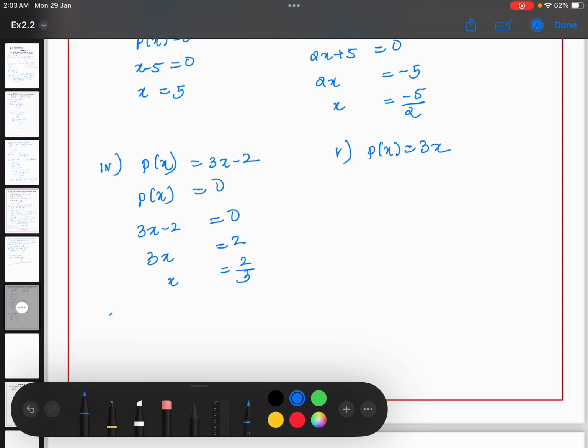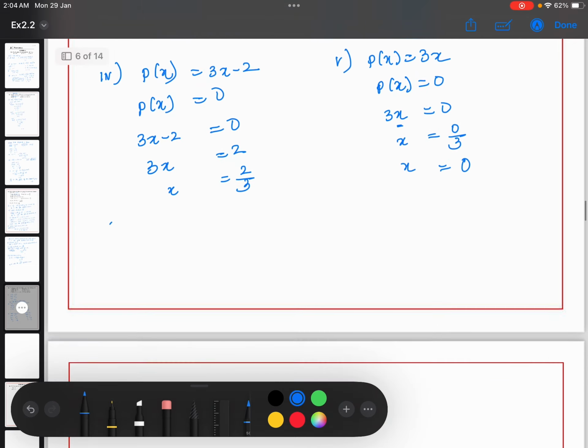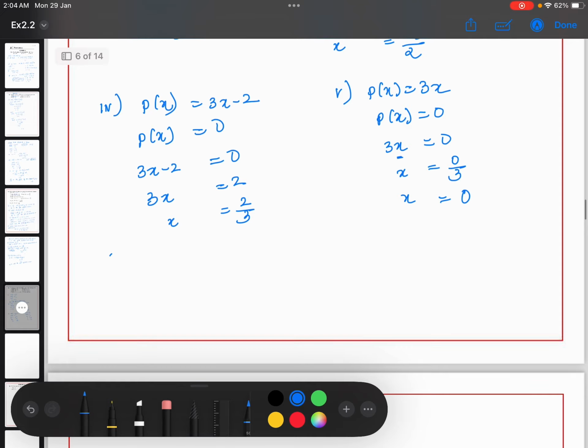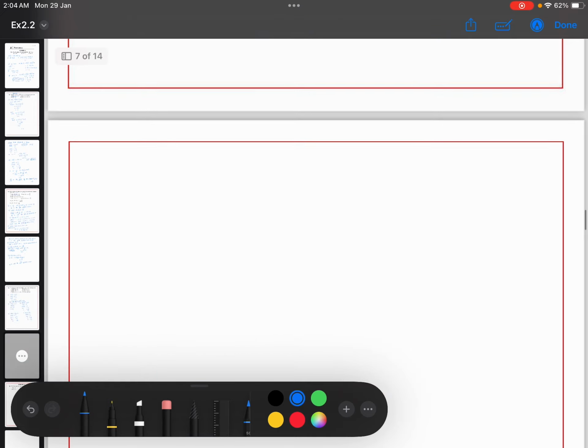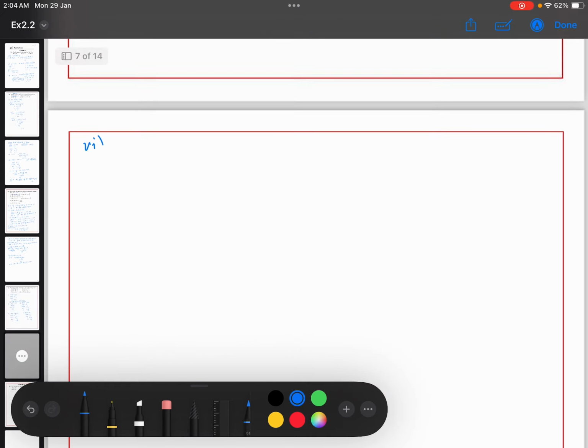Now similarly 5, p of x equal to 3x. So simply substitute p of x equal to 0, so 3x equal to 0. Now we need to find the value of x. I want 3 to be out, so you take it down to the denominator. 0 divided by 3 is going to be 0. So that means the 0 of this given polynomial is 0 itself.